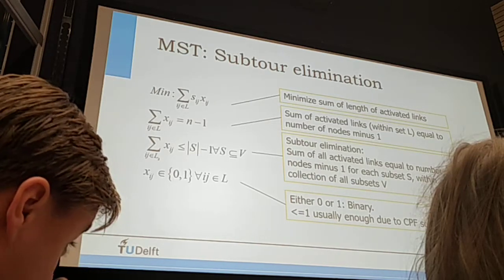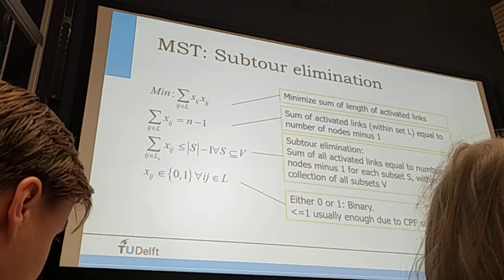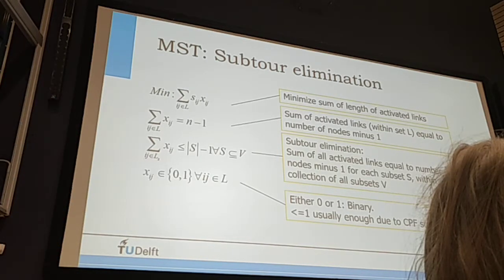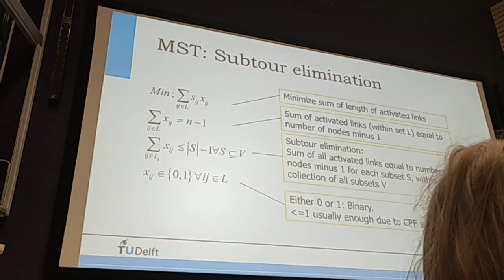The new constraint is known as subtour elimination. Basically, we have to eliminate all the cases in which the model can find a subtour. So we have to manually, well, semi-manually, eradicate all the subtours by adding an extra constraint.